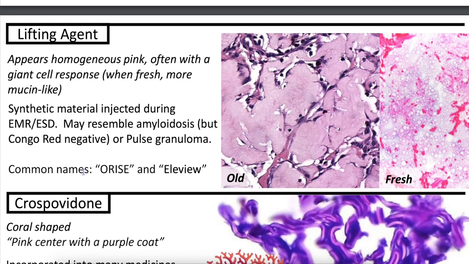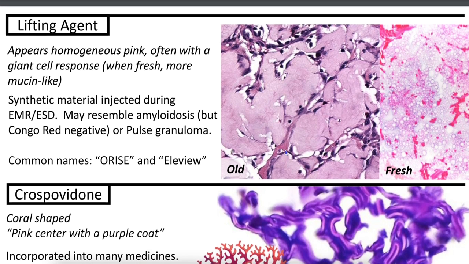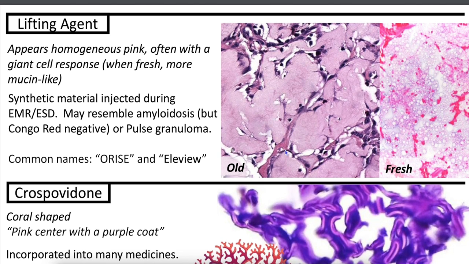Lifting agent, this appears homogeneous pink, often with a giant cell response. When fresh, more mucin-like. This is synthetic material injected during EMR, ESD. May resemble amyloidosis, but the Congo red will be negative, or pulse granuloma. Common names include Orise or Eleview.